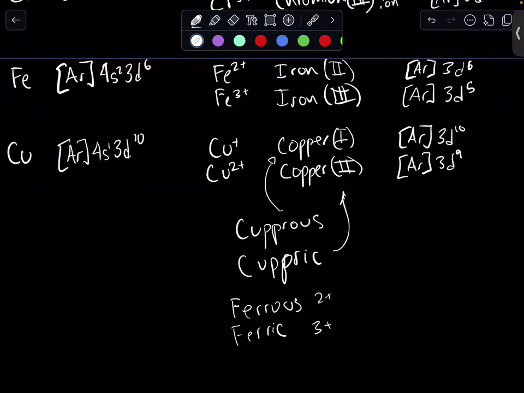So sometimes in a lab, you will not see copper(I) or copper(II) or iron(II) or whatever. You may not even see gold or silver. They'll have their old Latin names along with the suffix -ous or -ic referring to the lower charge or the higher charge. So just something fun to look out for is different roots.